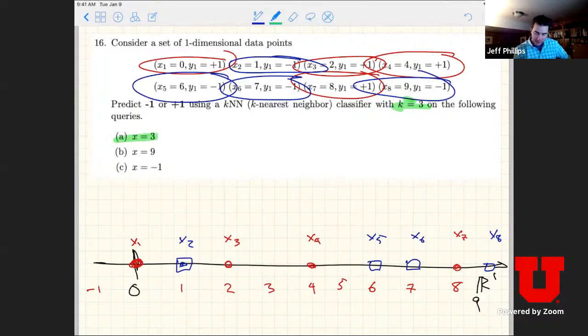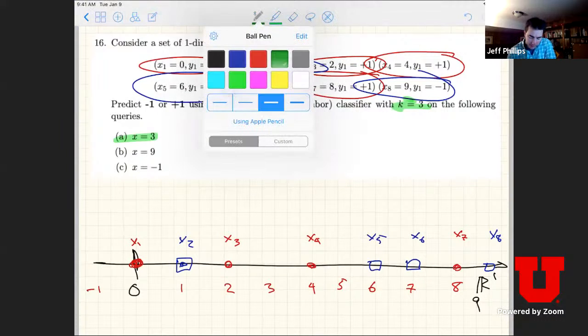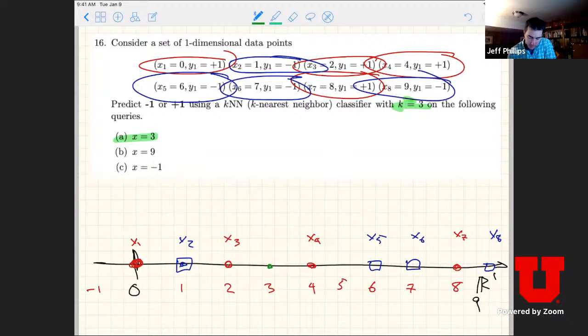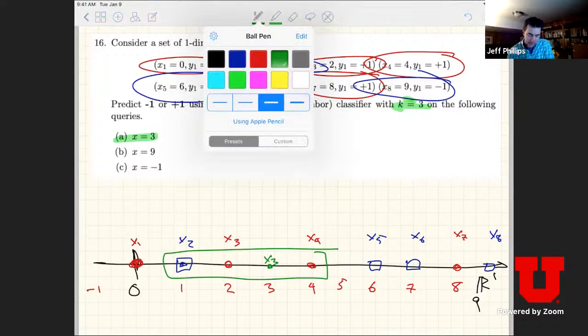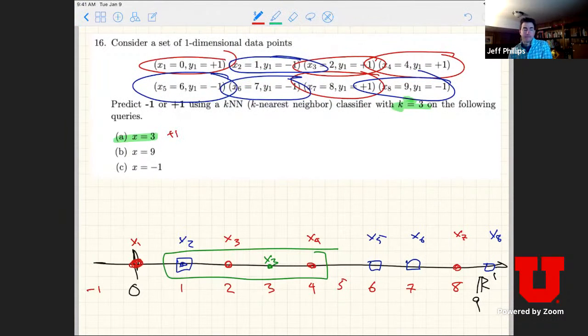For x equals 3, let's do this first. So x equals 3. Okay, x3, and I want to find the 3 nearest neighbors. The 3 nearest neighbors are these guys, and I have 2 pluses and 1 negative, so plus 1.